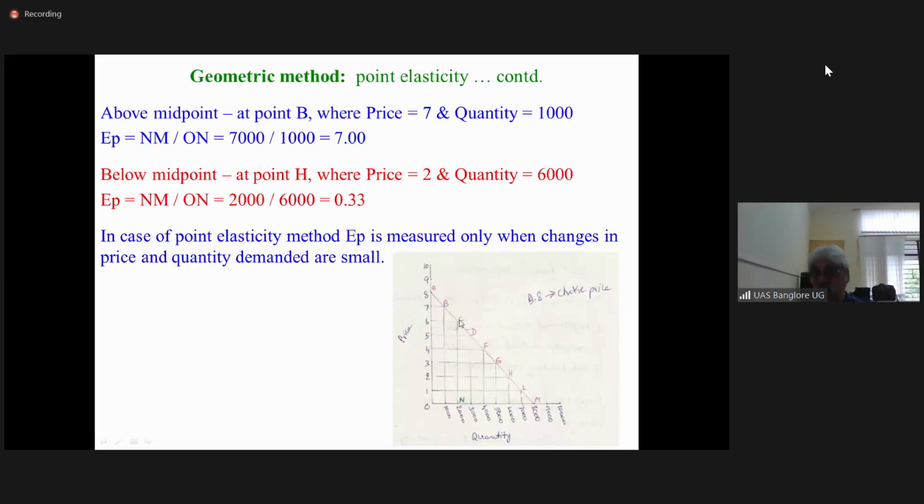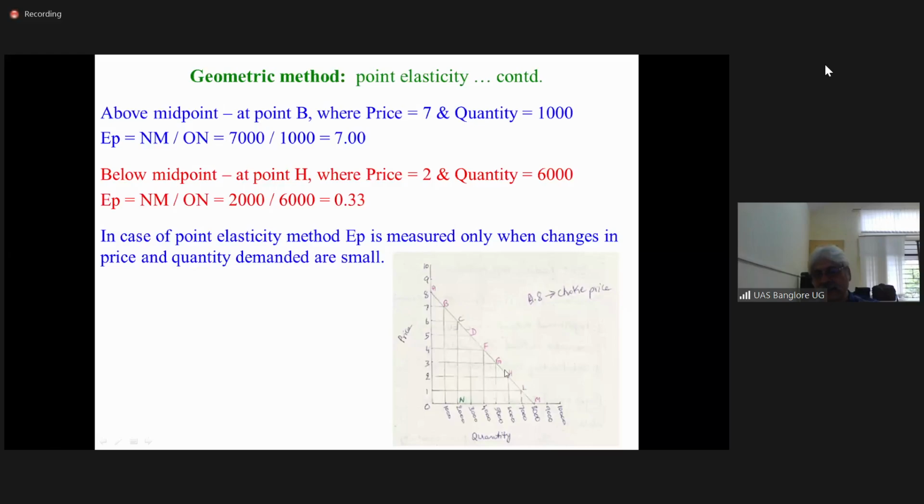It is positive, but greater than 1. At the midpoint, it was 1. Any point above the midpoint, it is greater than 1, elastic.